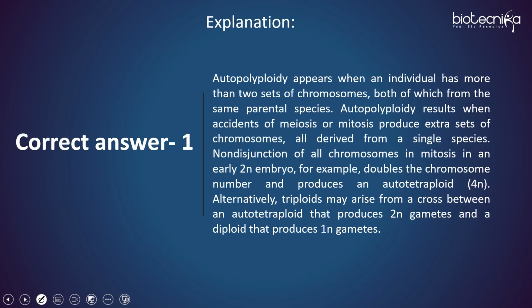So autopolyploidy appears when an individual has more than 2 sets of chromosomes, both of which are derived from the same parental species, not different. And if it is talking about allopolyploidy, then it will mention different parental species, and there you have to select the correct option. That is different. But according to the question, option 1 is the right answer.